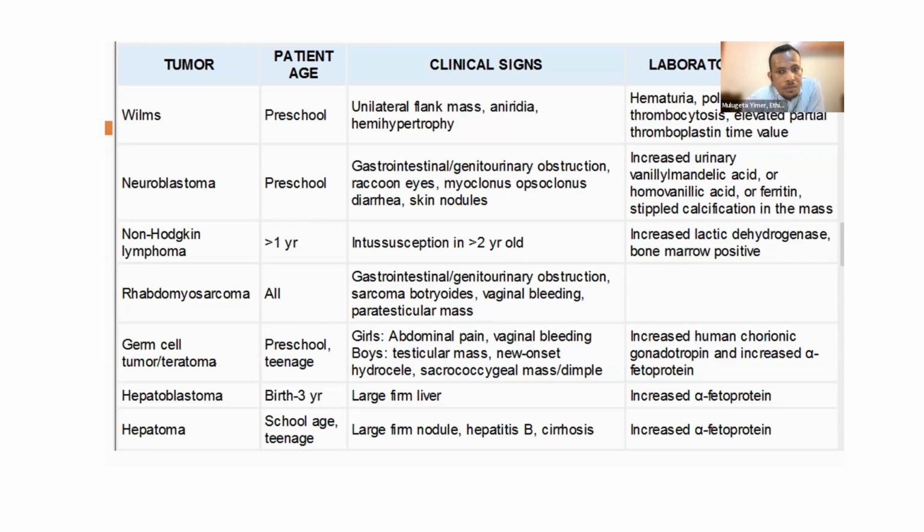Rhabdomyosarcoma definitely could arise anywhere in the body, mostly in the gastrointestinal, genitourinary, and also in the head and neck region. But for our discussion, if it arises from the genitourinary tract as a pelvic mass, usually it presents with obstructive symptoms. Likewise in the GI tract, it could cause compression symptoms when it arises from the retroperitoneal structures. Teratomas usually present as abdominal pain, in boys as testicular mass, and hepatoblastoma in younger children less than 3 years usually presents with a large firm liver mass, and alpha-fetoprotein elevation is a hallmark.